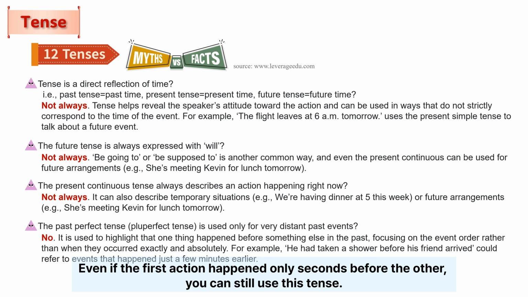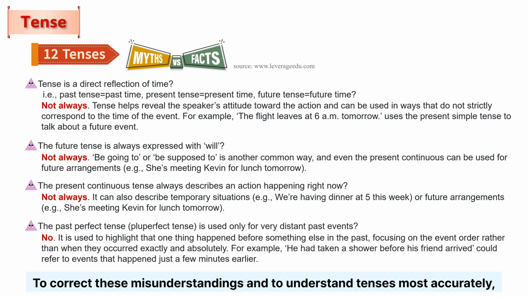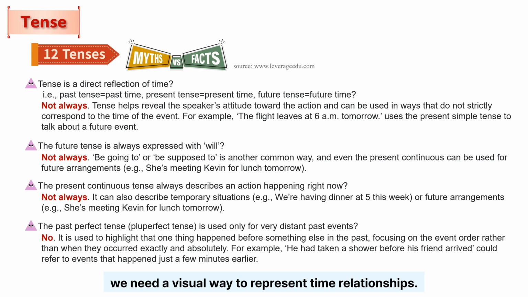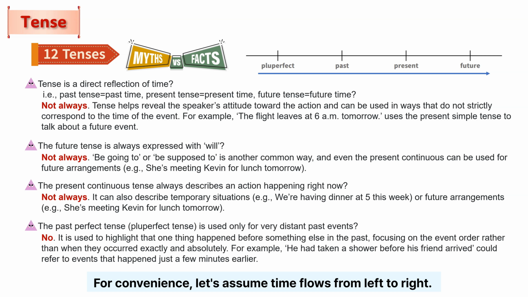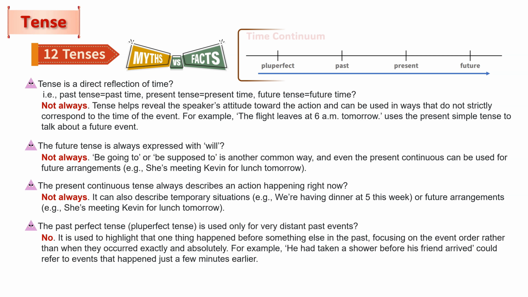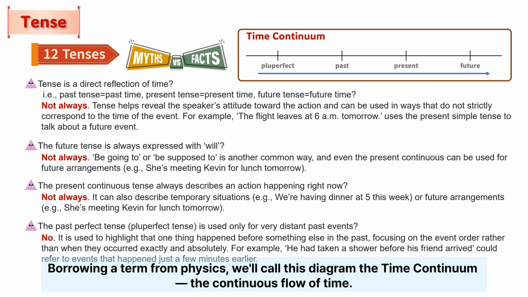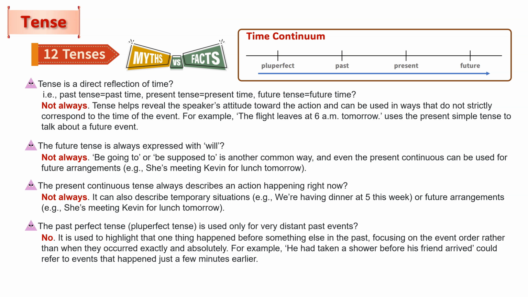Even if the first action happened only seconds before the other, you can still use this tense. To correct these misunderstandings and to understand tenses most accurately, we need a visual way to represent time relationships. This diagram will help us do that. For convenience, let's assume time flows from left to right. Borrowing a term from physics, we'll call this diagram the time continuum, the continuous flow of time.